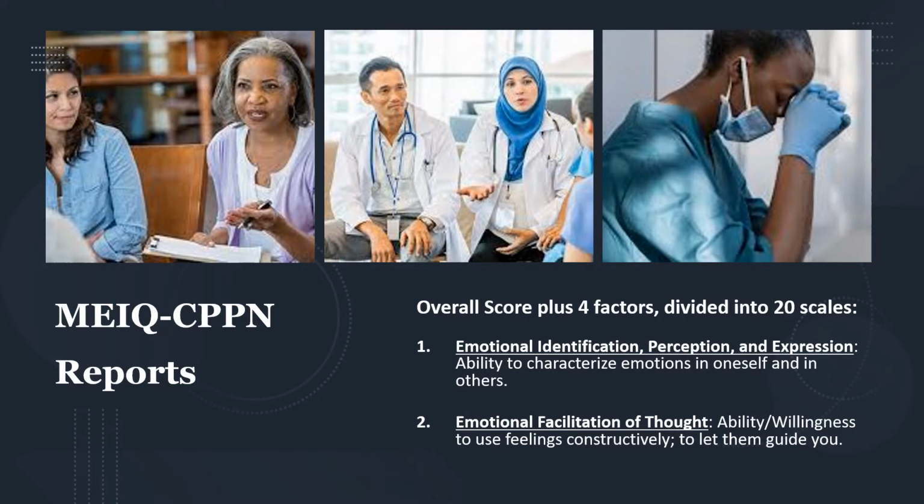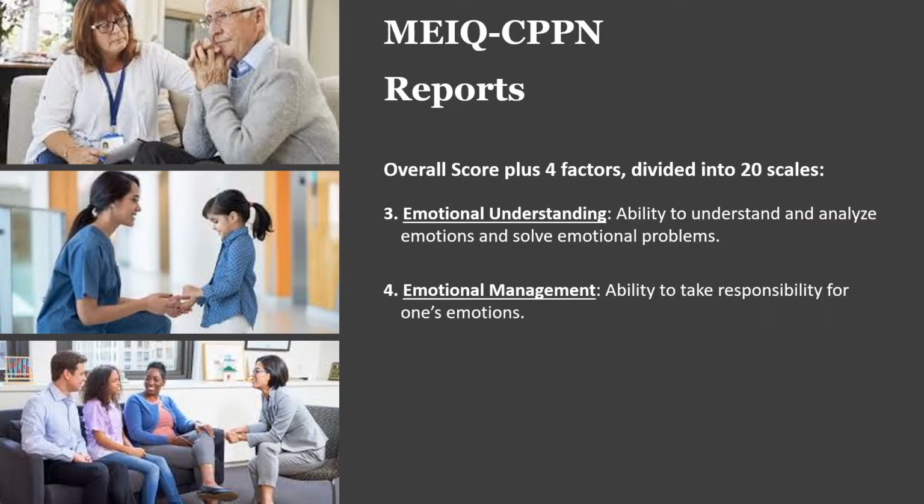Let's take a quick look at the 4 dimensions of the test. First is your ability to characterize your emotions and recognize those of others. Second is your willingness to use your feelings to constructively build better relationships with others. Third is your skill in analyzing emotions and using your understanding to solve emotional problems. And fourth is your ability to take responsibility for your emotions and effectively manage situations in which you find yourself.